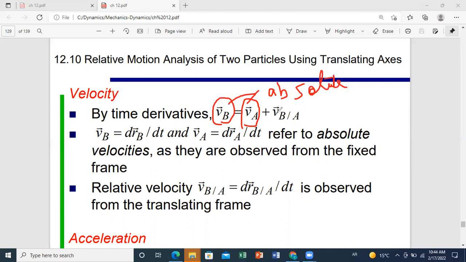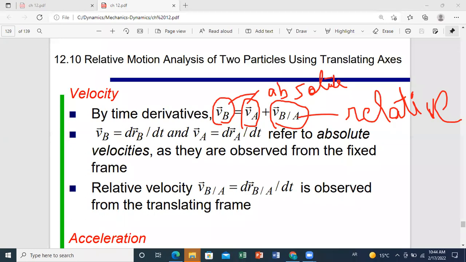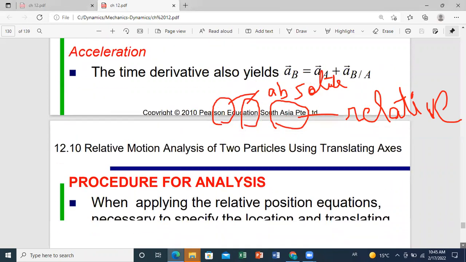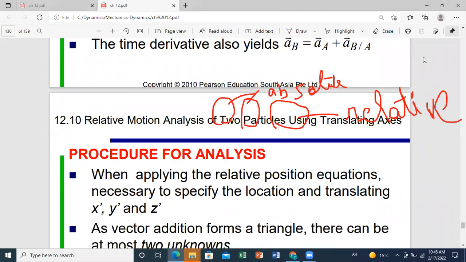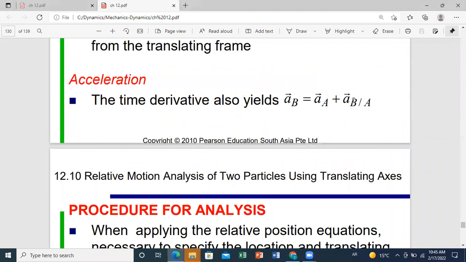However, VB relative to A is measured in the translating frame. So this is a relative velocity. And then if I derive this relation again, I can relate accelerations. Deriving again with respect to time, I get that the acceleration of B is equal to the acceleration of A plus the acceleration of B relative to A.